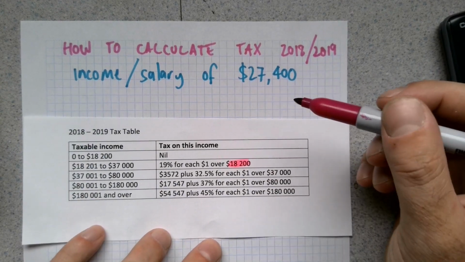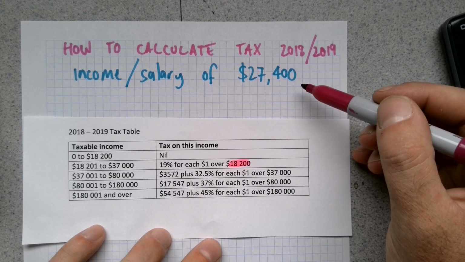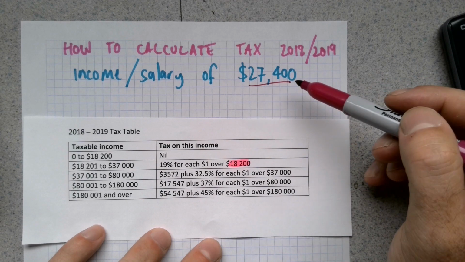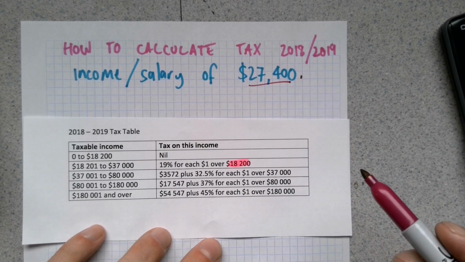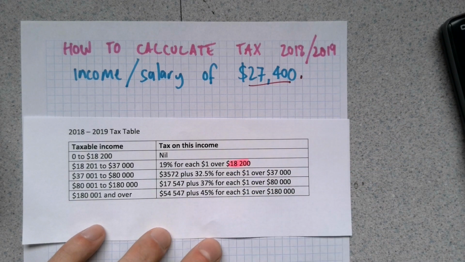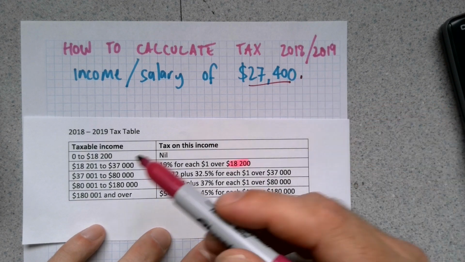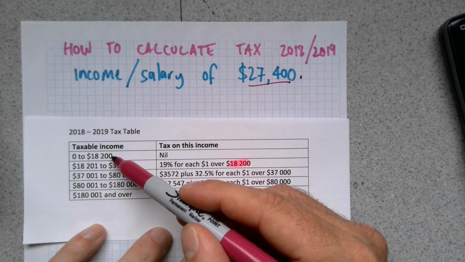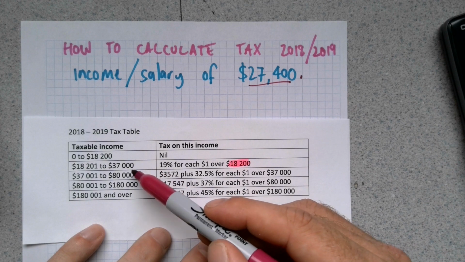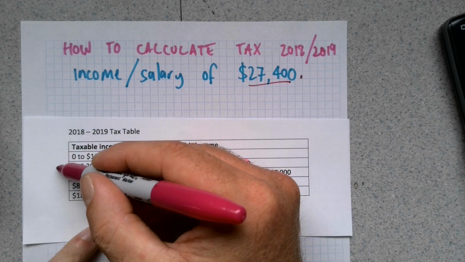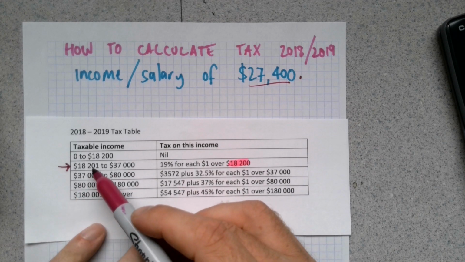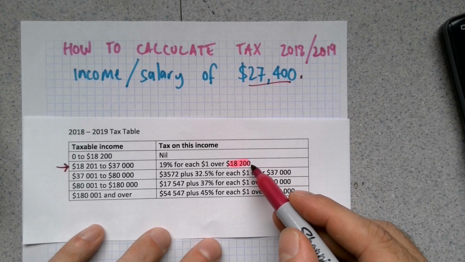So the first income I'm going to use is $27,400. I'm going to show you how to work out tax payable on a salary of $27,400. First thing to do is to work out which one of these 5 brackets it comes in. $27,400 is over 18,200, but it's less than 37,000. So it comes into this second bracket here, and the threshold for this bracket is 18,200.